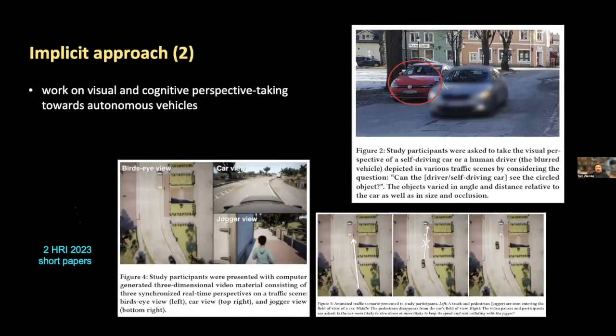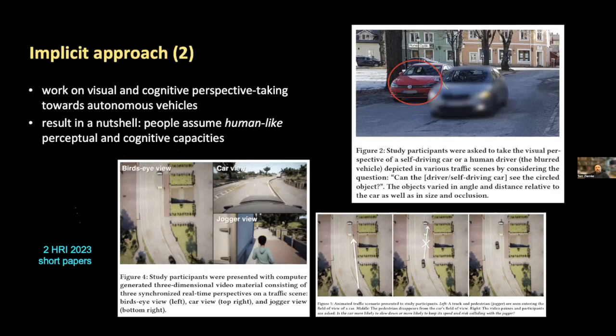But we've also done other experiments looking at visual and cognitive perspective taking towards autonomous vehicles. So you could say robots that don't look like people at all. And also in these experiments, we find that people tend to assume human-like perceptual and cognitive capacities. In these experiments, for example, people assumed that cars could see what human drivers would be able to see.